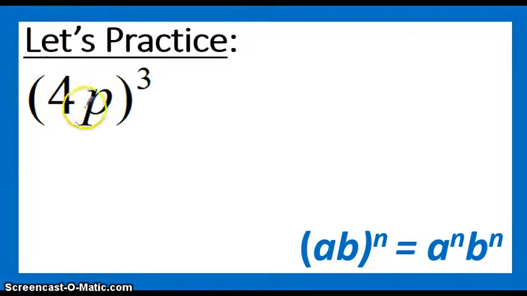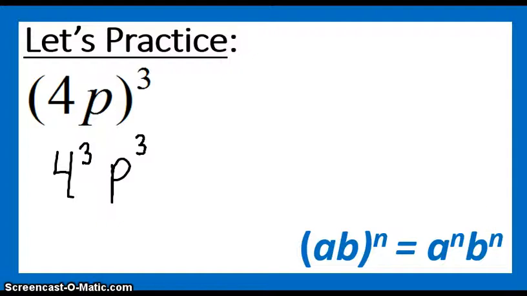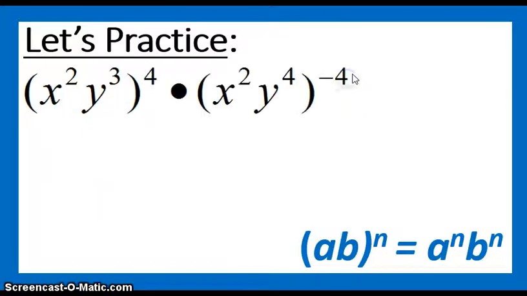We have 4 times p to the third power. So we're going to have to give the third power to each part. So we'll have 4 cubed, p cubed. And that's our simplified expression. All positive exponents.